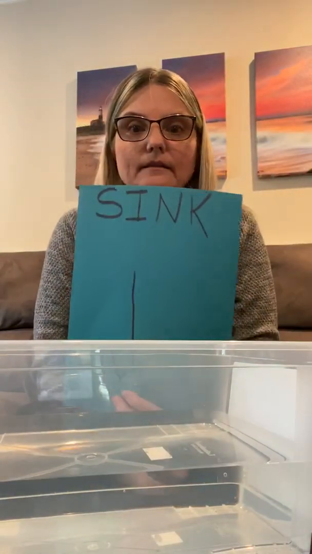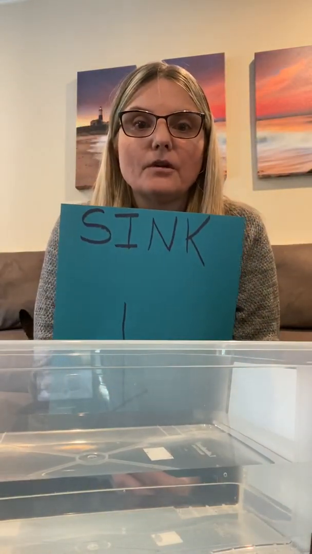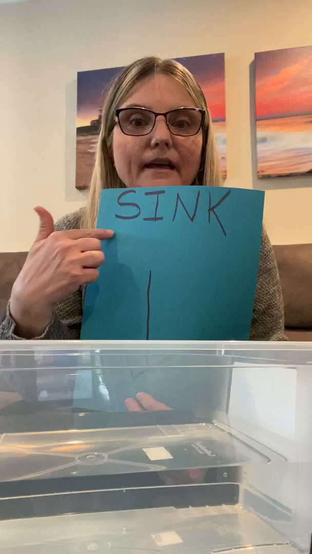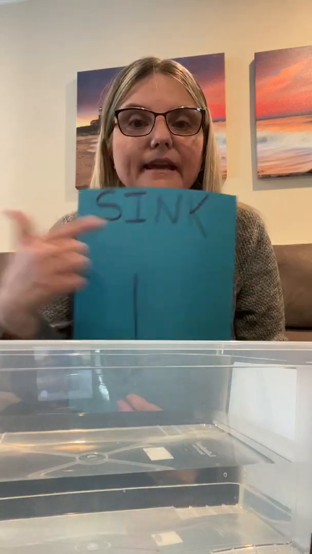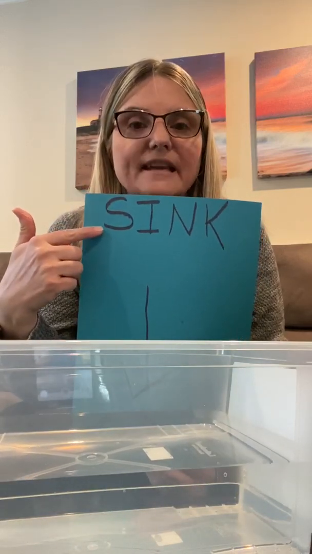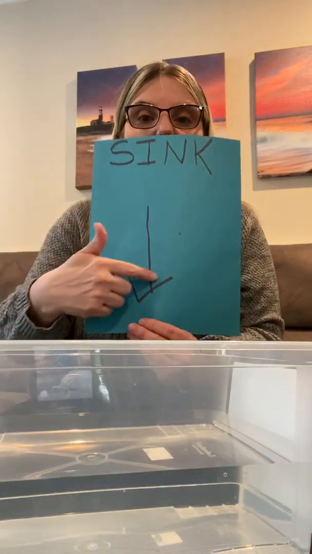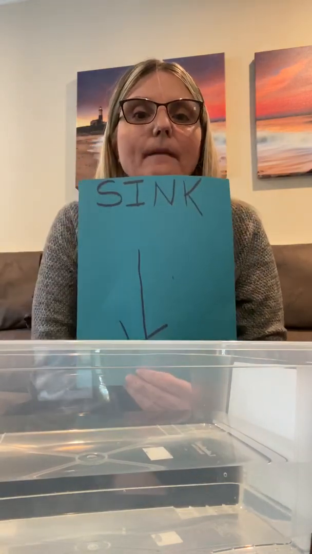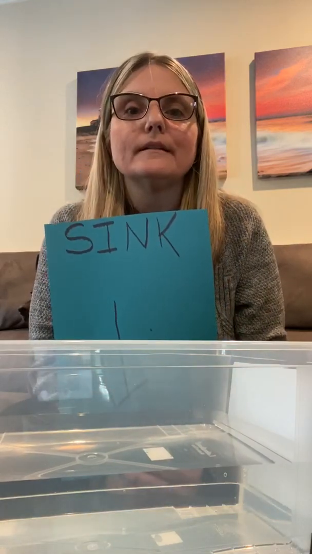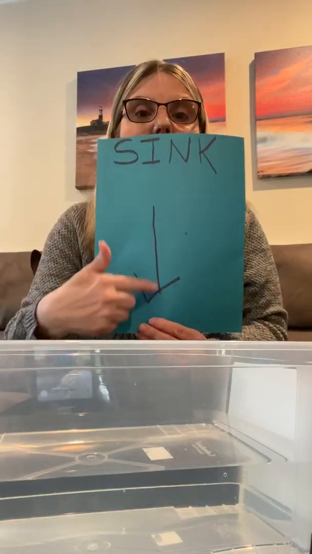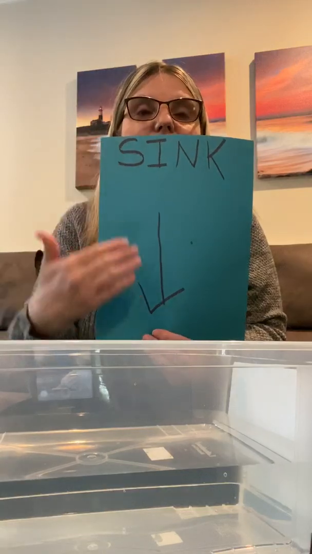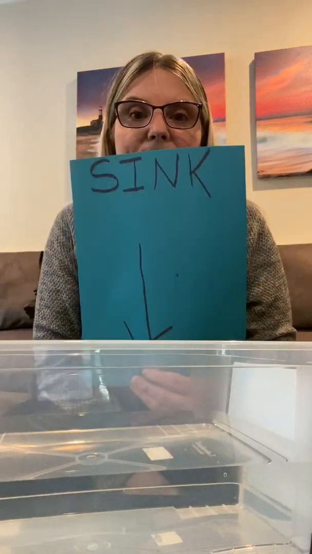Next, you need 2 pieces of paper. Whatever paper you have at home is fine. And an adult can help you write this word on it. Do you know what this word starts with? What letter? S, sink. And we're going to write the word sink on one paper. S-I-N-K, and a big arrow. Is that arrow going up or down? Very good. It's going down. So that sink means to go to the bottom. Okay?